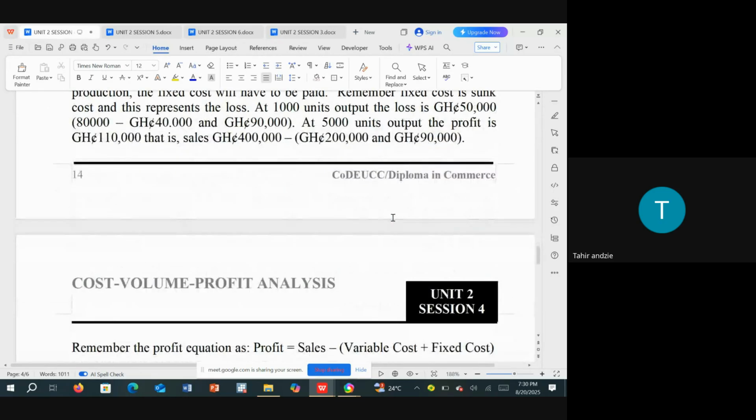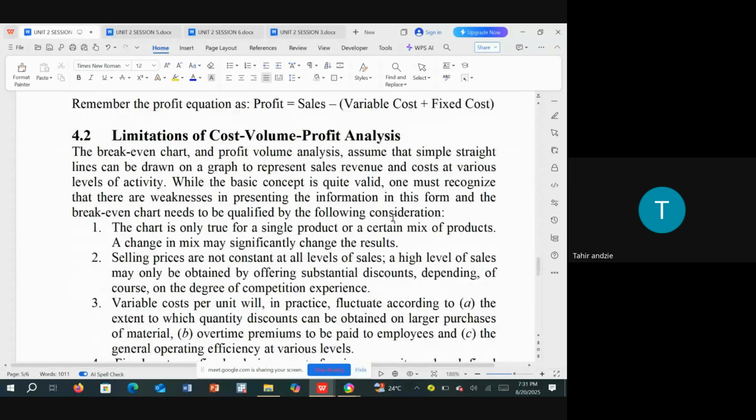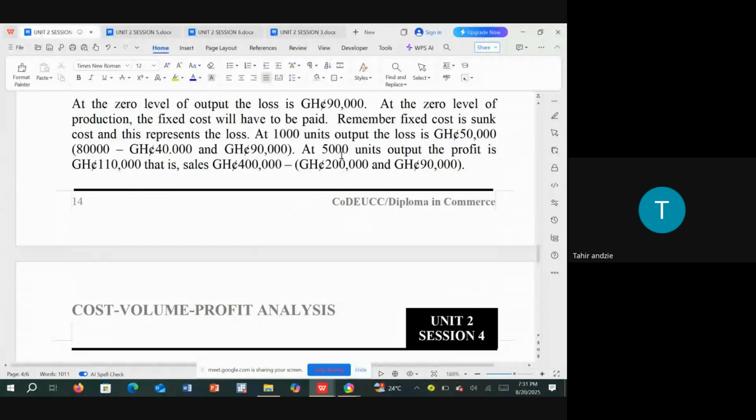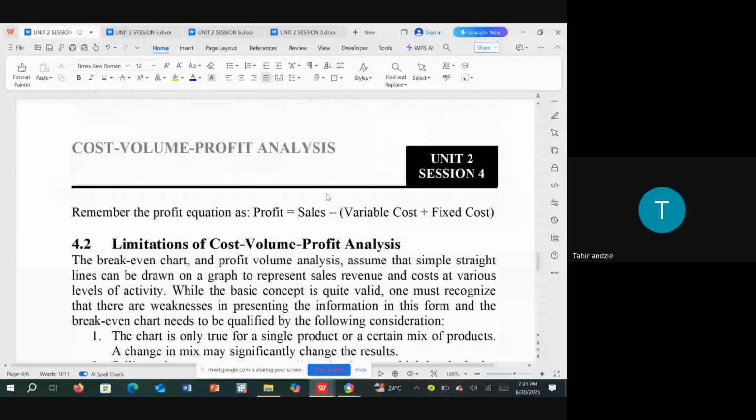So that is how the cost volume profit analysis is done. Remember also that at 5,000 units output, the profit is 110. That is sales minus that. We have done that. So remember the profit equation: profit is equal to sales less variable cost less fixed cost. You know this formula already.